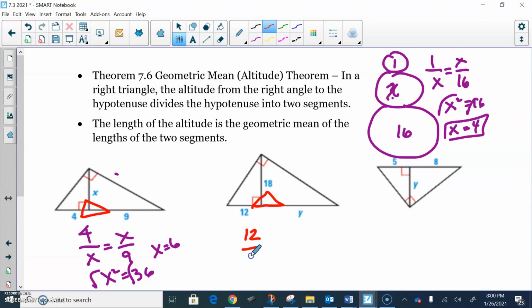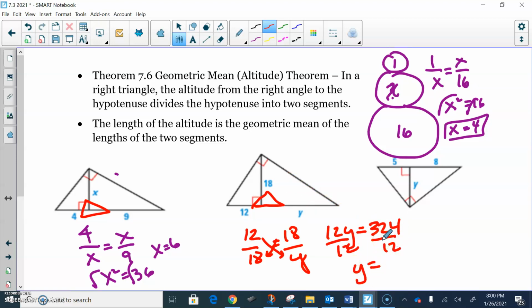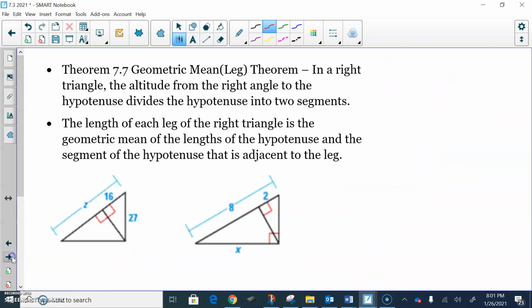So we're going to say 12 is to 18 as 18 is to y. Again, we're going to cross multiply. We get 12y equals 18 squared, which is 324. Divide each side by 12. It looks like our segment length is about, how about 27? Okay. Let me teach you one more theorem or shortcut.